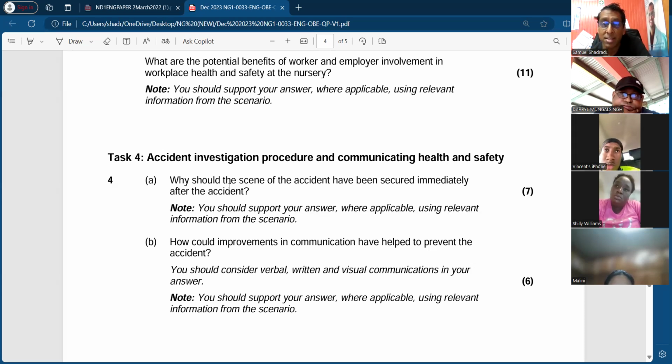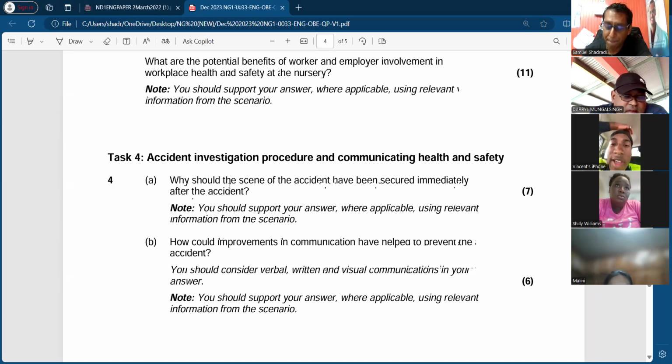I could give you the 7 answers now. Anybody could think about why an accident scene should be secured. Think for yourself. Why do you want to secure an accident scene immediately after the accident? Somebody falls down, slips on some oil or something and falls. Why do you want to secure the scene? You really don't need Google. Anybody can give me an answer.